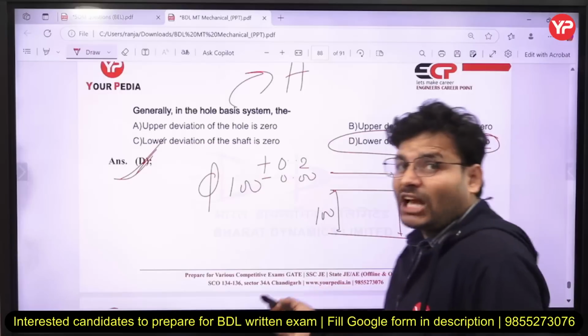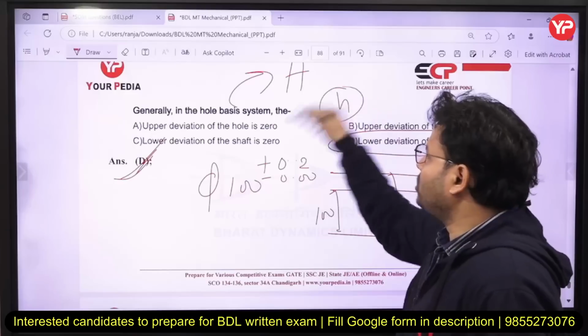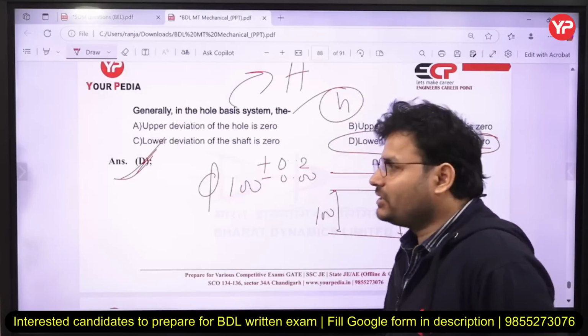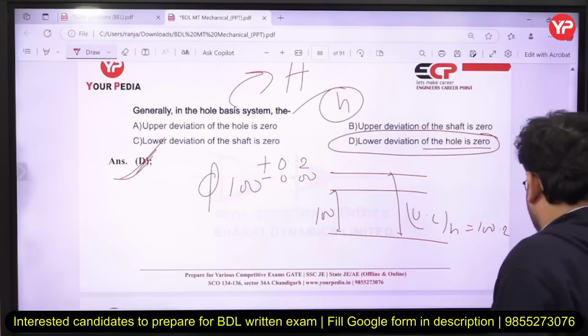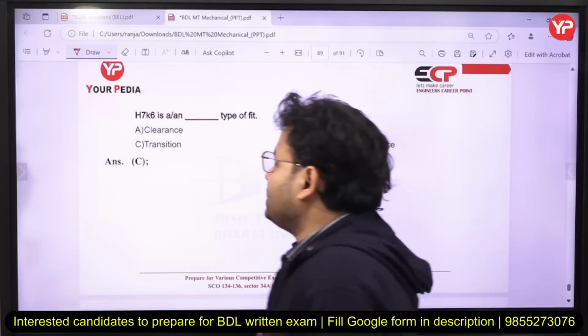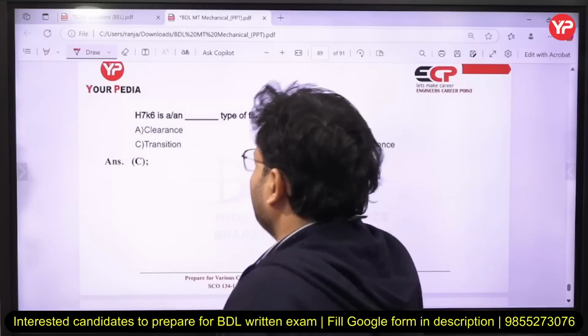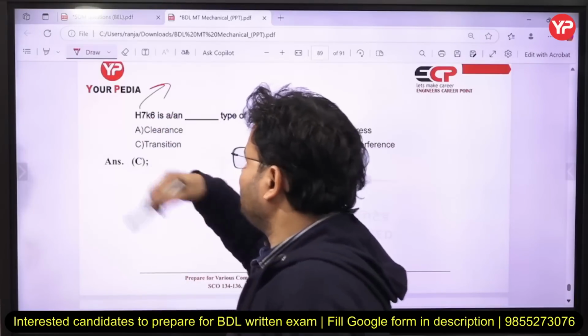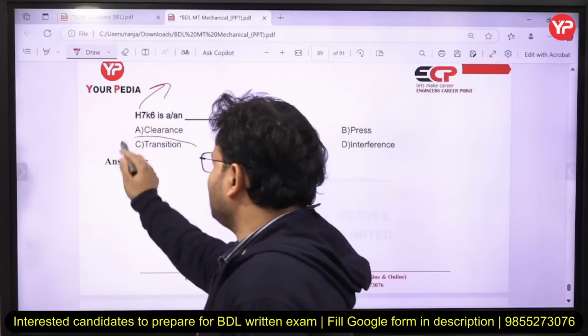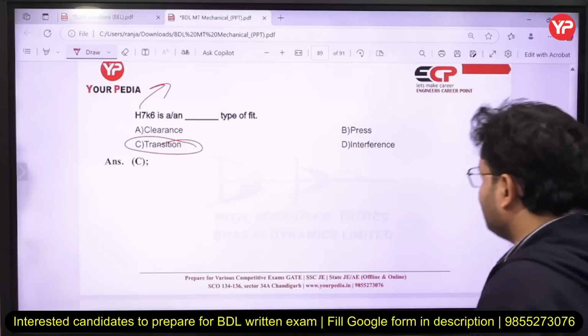In the shaft basis system, the upper deviation will be 0. A small h exists for the shaft basis system, where upper deviation will be 0. H7K6, what is this? H7K6: H7 is the hole basis system, K6. So here it comes under the transition fit.